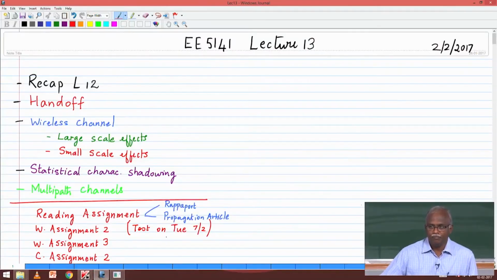So we will begin by introducing the notion of how we characterize these effects in a mathematical fashion, in a mathematical framework. That is the first part of today's lecture. Then we move into our characterization of the small scale effects.